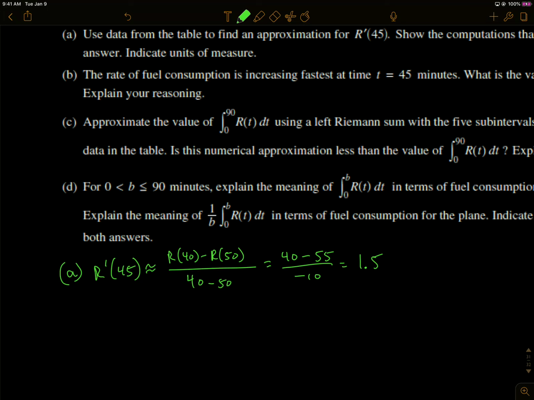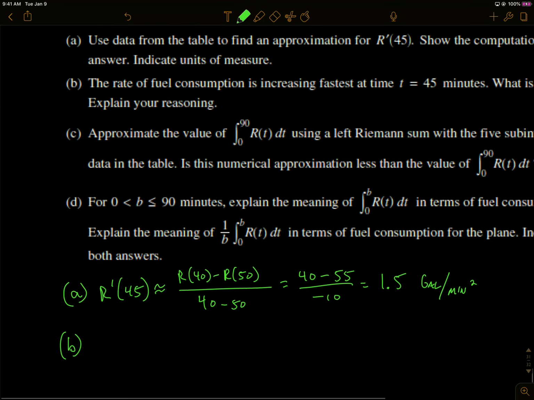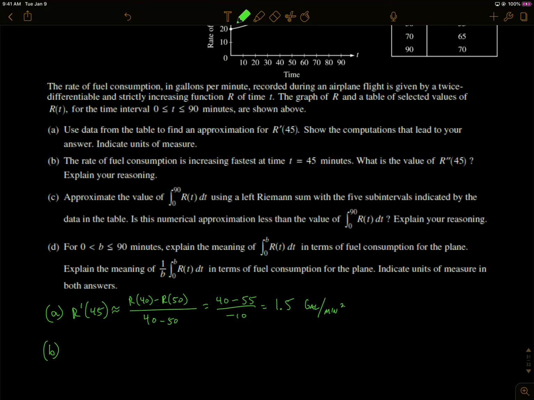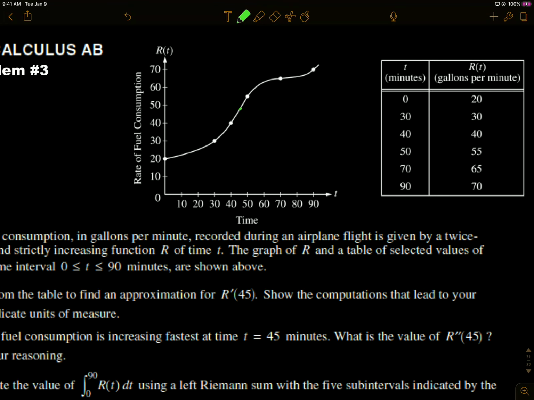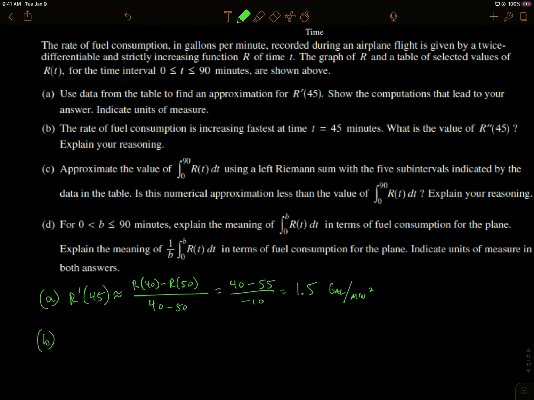And what that's going to be is gallons per minute squared, because r was already gallons per minute. So r was already a rate. So the derivative of a rate is a rate of a rate, which is an acceleration. So that's A. Part B says the rate of fuel consumption is increasing fastest at time equals 45 minutes. What is the value of r double prime of 45? Explain your reasoning. So they're telling us that right through here is when it's increasing the fastest. That's where r is increasing the fastest.